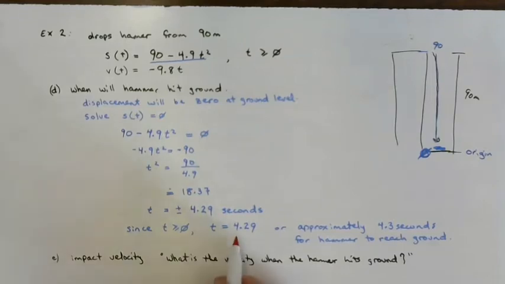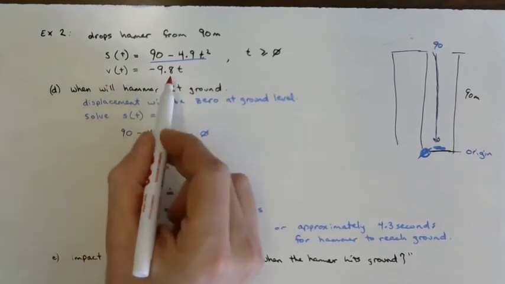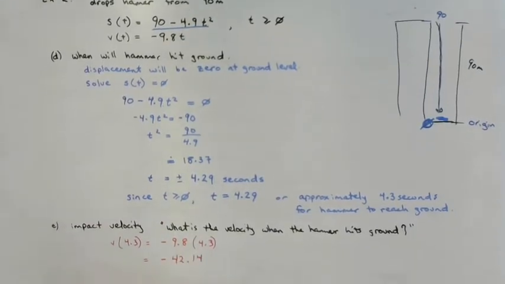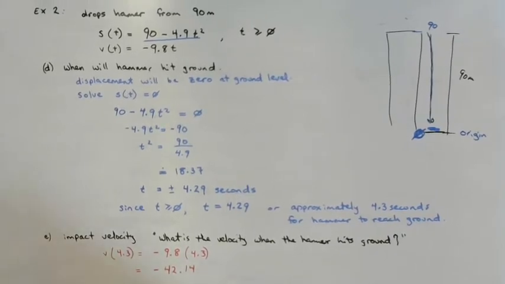All we need to do then is take our time of impact and sub it into our velocity function v of t. So we're looking for v of 4.3, the velocity at 4.3 seconds. That's negative 9.8 times 4.3. Punch that in. You should get negative 42.14, measured in meters per second. That's pretty quick, 42 meters per second straight down into the ground.